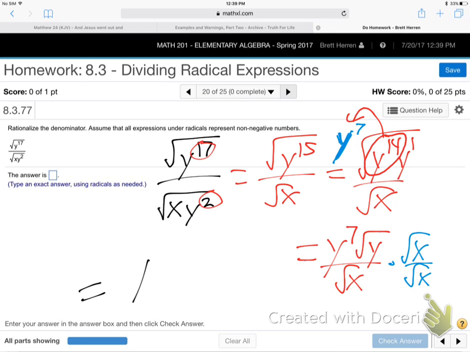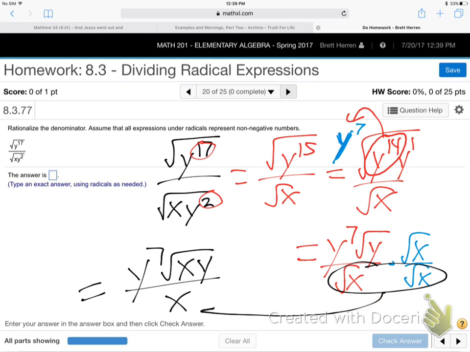And so what do we get? y to the 7th root xy on the top. On the bottom, root x times root x, plain x, right? Because it's 2 in, 1 out. So it's y to the 7th root xy over plain x. There we go. Is that okay? Does that make sense? Questions I can answer? You getting all those rules down? The square root rules? No questions?